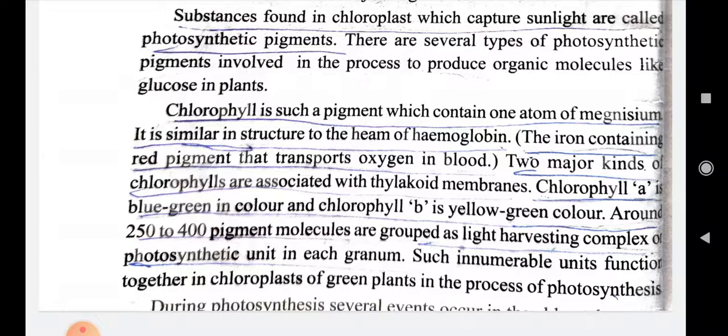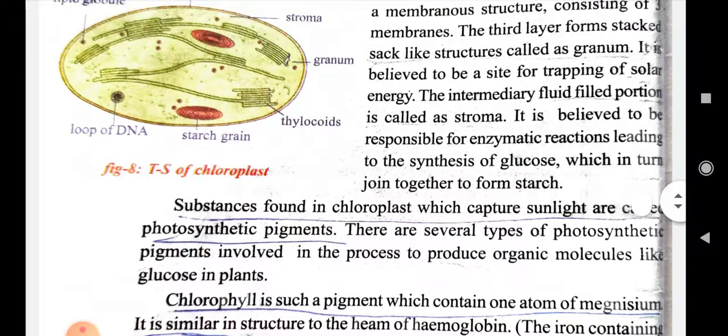Next, such innumerable units function together in the chloroplast of green plants in the process of photosynthesis. So all these light harvesting complexes together trap the sunlight and help in converting it into chemical energy. After converting it into chemical energy, there will be photolysis of water, and after the photolysis of water, there will be reduction of carbon dioxide into the carbohydrate molecule. So finally glucose will be formed, and excess glucose will be stored in the form of starch in plants. So this is the complete structure of the chloroplast.